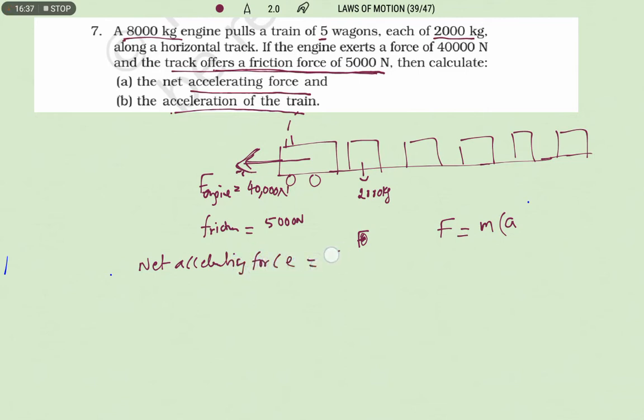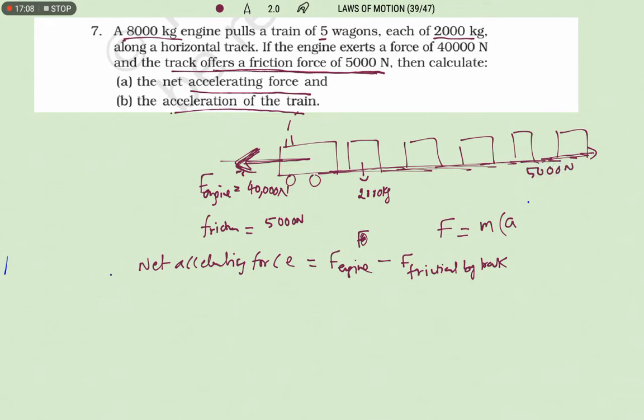is equal to force exerted by engine minus frictional force by track, because as the engine is pulling the train in the forward direction, the track is offering some resistance opposing the force, and that is 5,000 newtons.